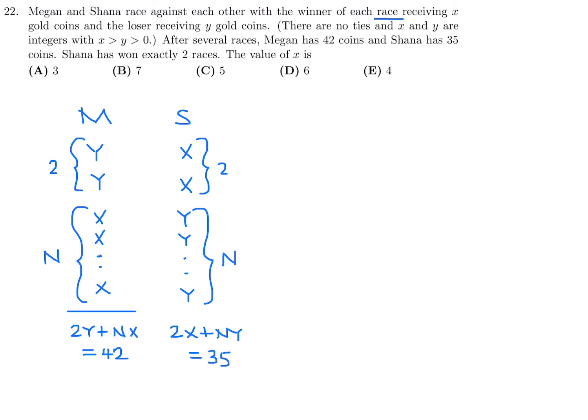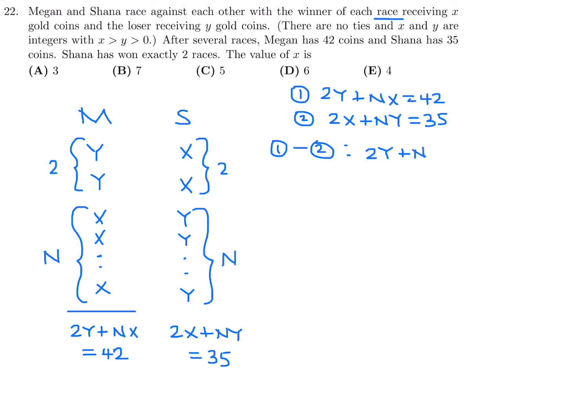All right. So that's what we have to work with here. We have 2y plus nx is 42. We'll call that equation 1. And my equation 2 is 2x plus ny is equal to 35. Well, we have to do some manipulation. 1 minus 2 probably will help us, I hope. That's going to be 2y plus nx minus 2x minus ny is equal to 7.